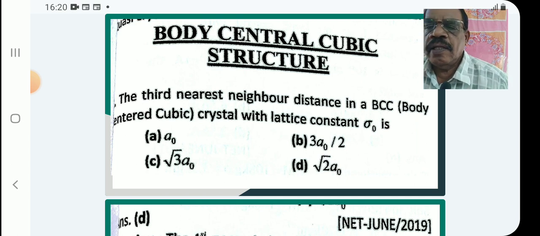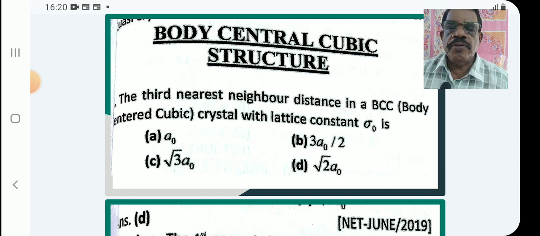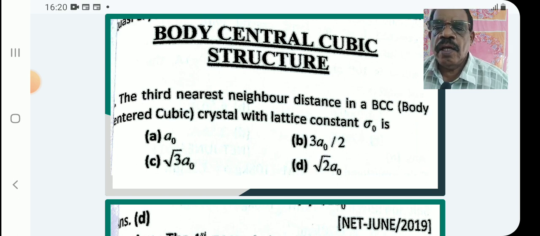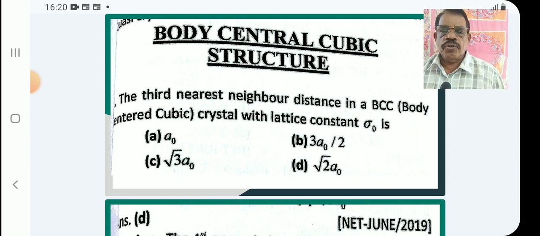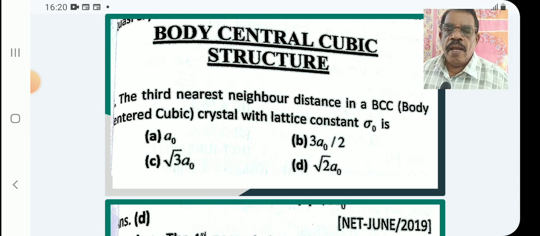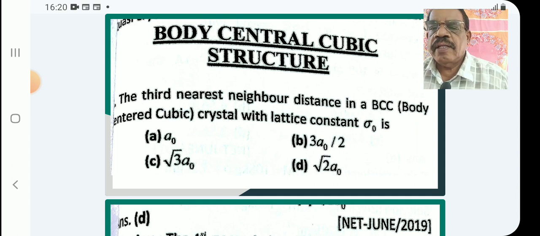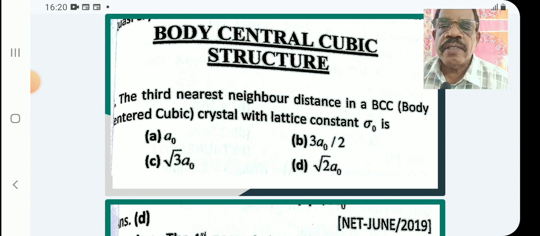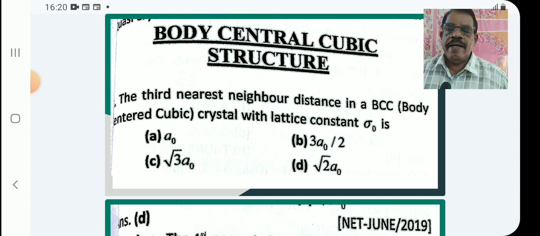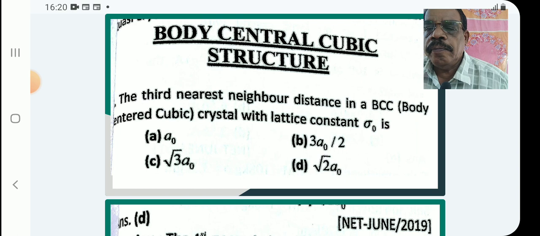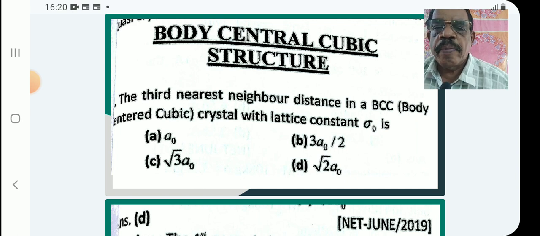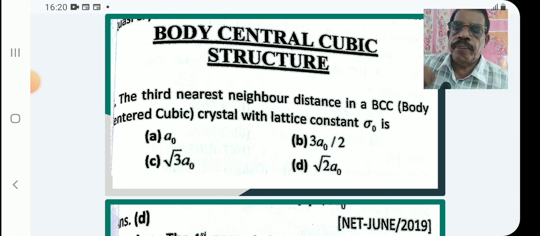The question is: the third nearest neighbor distance in a BCC, body-centered cubic crystal, with the lattice constant a0, is: A) a0, B) 3a0 by 2, C) root 3 a0, D) root 2 a0.